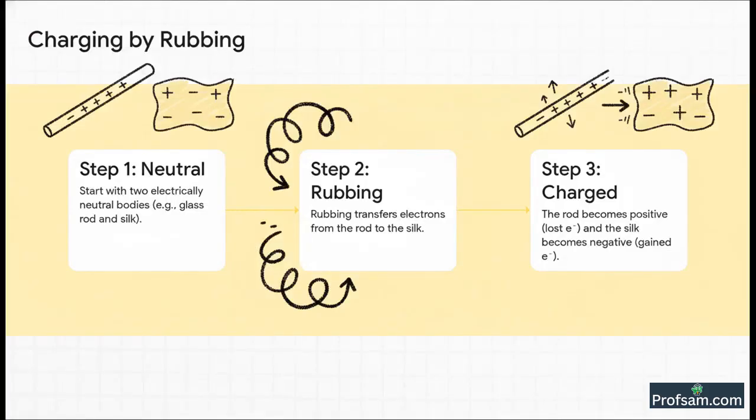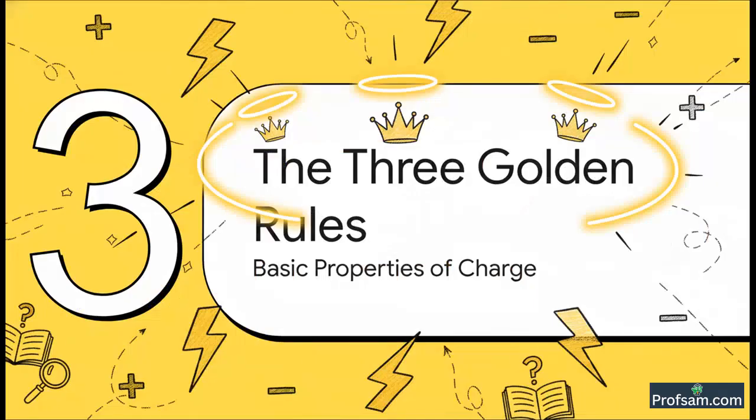Remember that. So, okay, how does this rubbing actually make something charged? Let's break it down, step by step. Imagine you have a glass rod and a silk cloth. To start with, both are electrically neutral, no charge. That's step 1. Now, step 2, you start rubbing them together. What happens? Well, the rubbing gives enough energy for some electrons to literally jump from the glass rod over to the silk cloth. So what's the result? Step 3, the glass rod has now lost electrons, so it becomes positively charged. And the silk cloth has gained those same electrons, so it becomes negatively charged. See, it's not some magic. It's just a simple transfer of electrons. That's all it is.